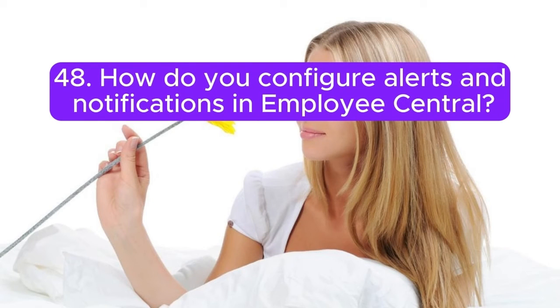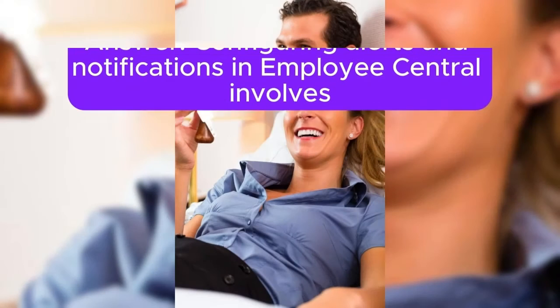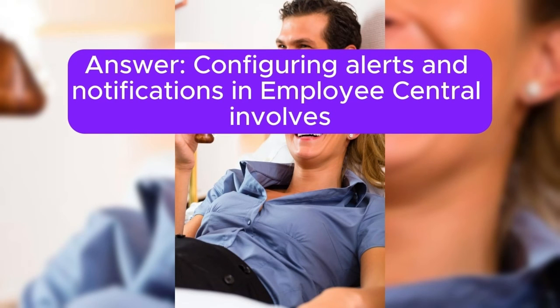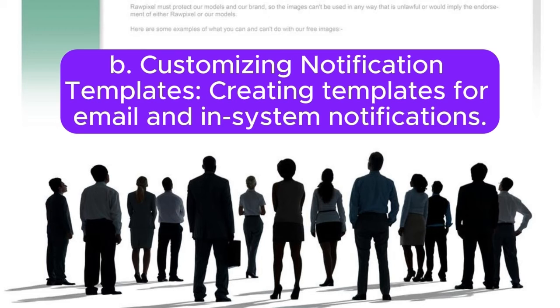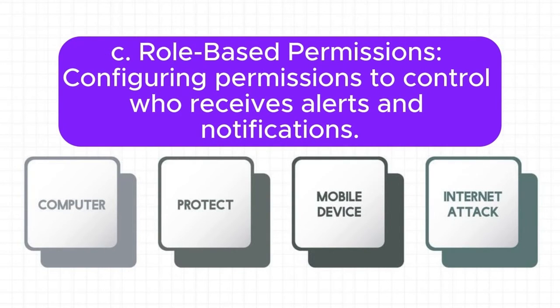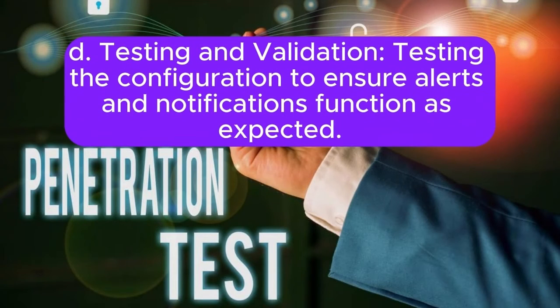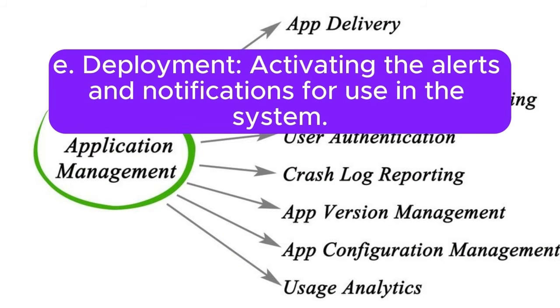48. How do you configure alerts and notifications in Employee Central? Answer. Configuring alerts and notifications in Employee Central involves A. Defining alert rules, setting up rules that specify the conditions under which alerts are triggered. B. Customizing notification templates, creating templates for email and in-system notifications. C. Role-based permissions, configuring permissions to control who receives alerts and notifications. D. Testing and validation, testing the configuration to ensure alerts and notifications function as expected. E. Deployment, activating the alerts and notifications for use in the system.